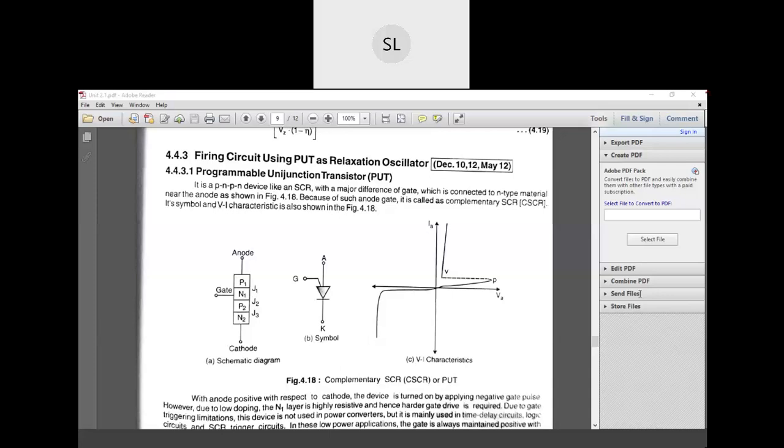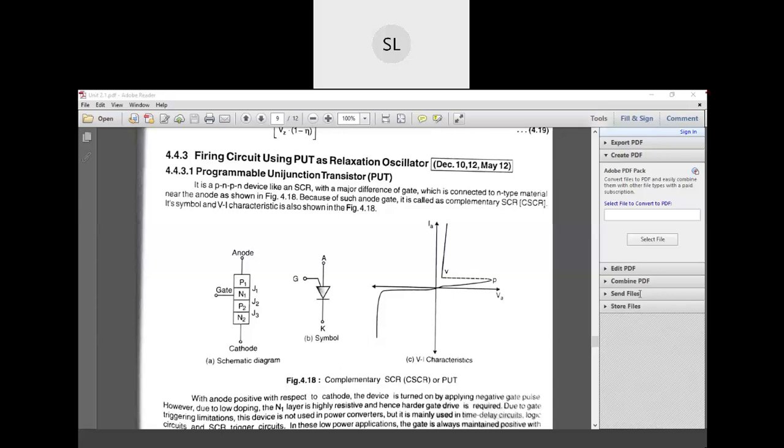As we know, the SCR is generally turned on by forward biasing it. The first and most important condition is that it should be forward biased, that is, a positive voltage should be applied to its anode terminal with respect to its cathode, and then we should apply some positive gate voltage to its gate terminal. A sufficient gate voltage needs to be applied so that it will be turned on. In order to turn it on, we can use the UJT as an oscillator so that it will provide the triggering signal to its gate terminal, and that forward biased SCR can be turned on.